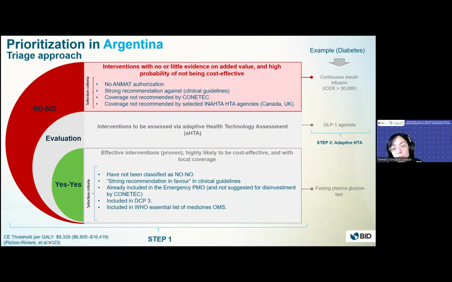There are, however, some interventions for which there is not much evidence on the added value, and there is a high probability of not being cost effective.